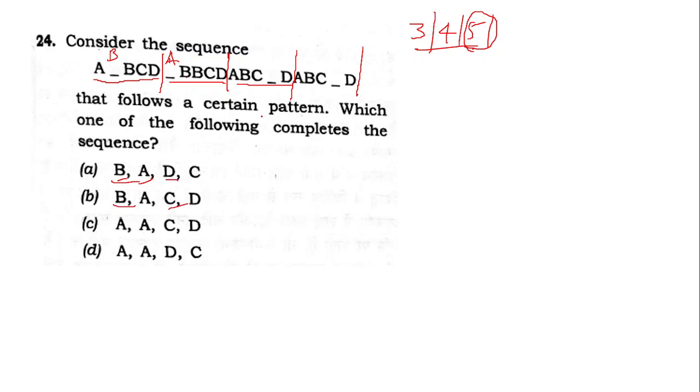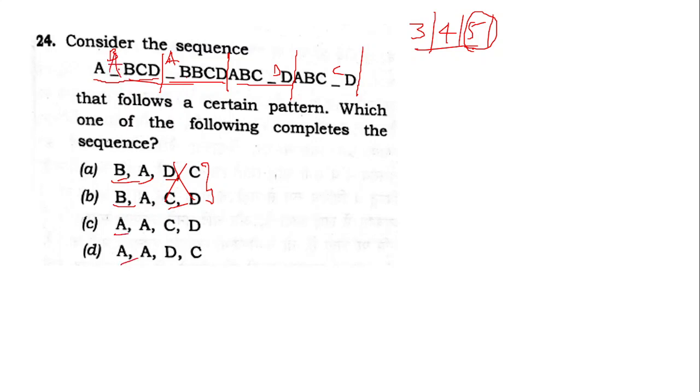What about the next one? Either D or C. What happens if I put D? This becomes A B C D D, and this becomes A B C C D. They don't sound the same way as the first two groups, because the first two groups had ABB, ABB. So these two also should have ABB, but they are not. So these two options can be eliminated. They are out.